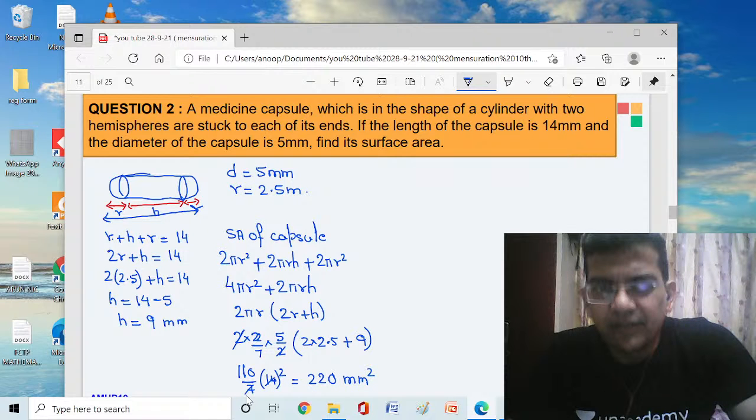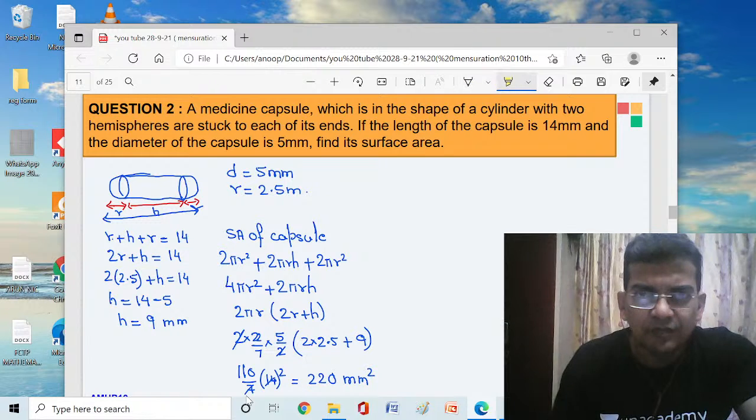Here you can see this capsule is composed of 3 parts. This one is the curved surface area of, here you can see. Now this is the curved surface area.